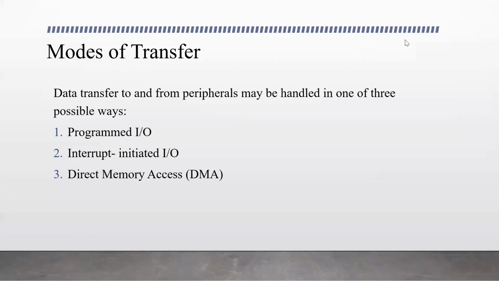The data transfer to and from peripherals may be handled in one of three possible ways. That is, the data transfer between the central computer and the IO devices. Transfer between the central processing unit and the IO devices may be handled in these three ways. The first method is programmed IO, then interrupt initiated IO, and then direct memory access. We'll study all these different methods for input-output transfer in detail.